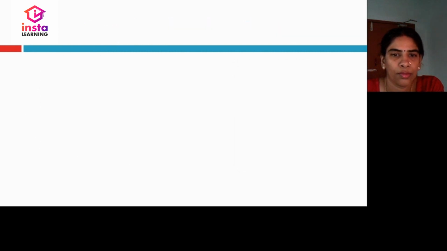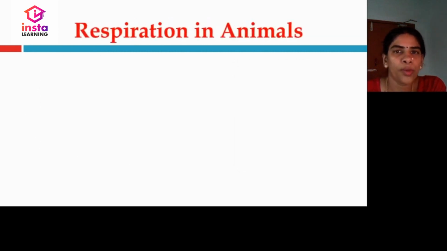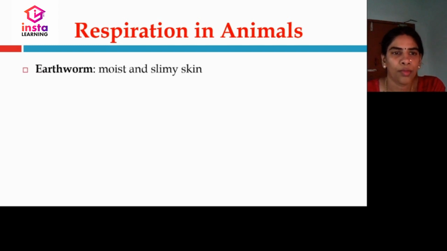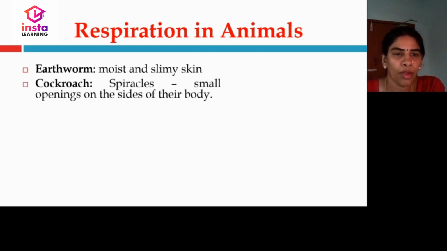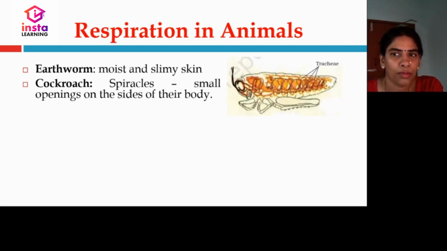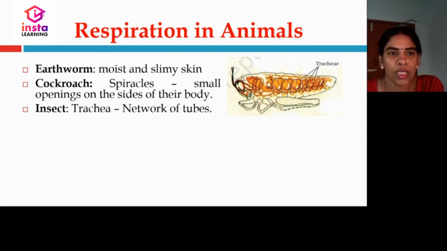Let us see how respiration takes place in animals. In earthworms, respiration takes place through moist and slimy skin. In cockroaches, it takes place by spiracles, which are small openings found along the sides of their body. In most insects we find tracheae, which are a network of tubes.